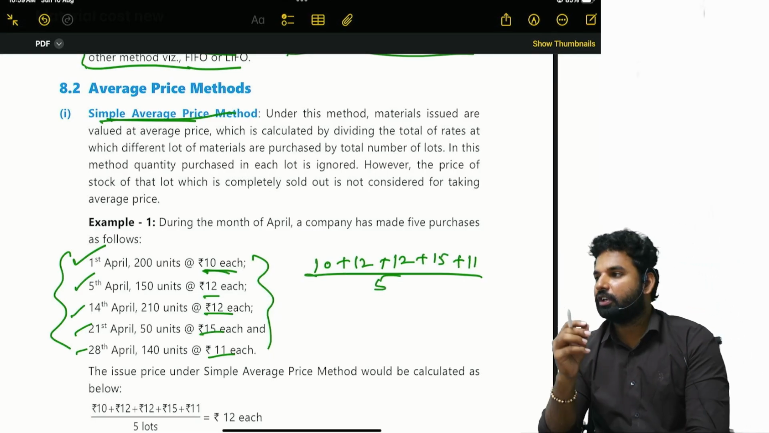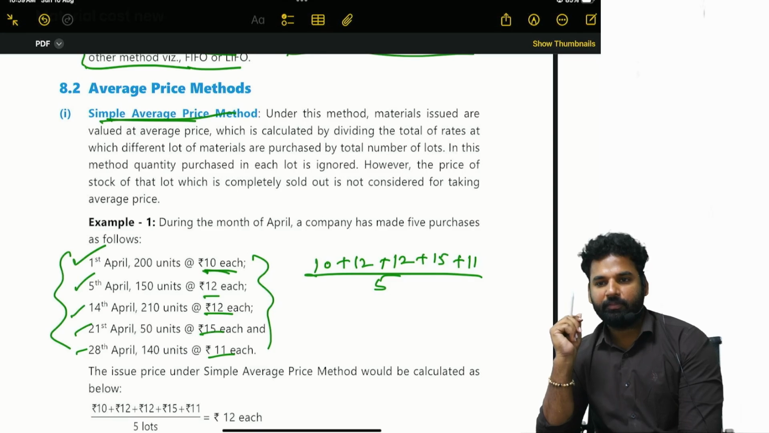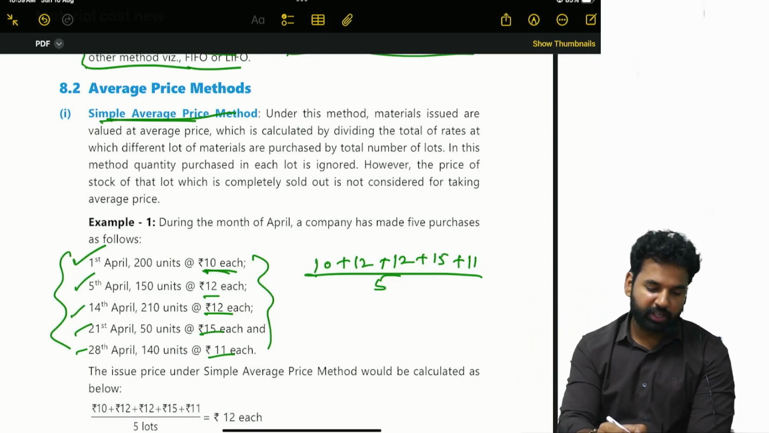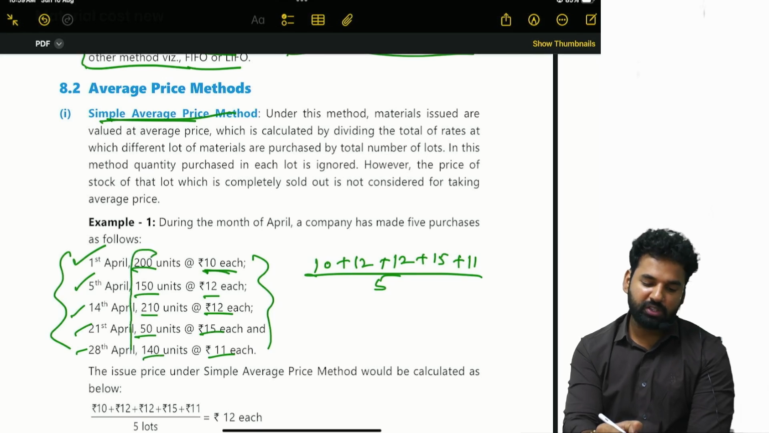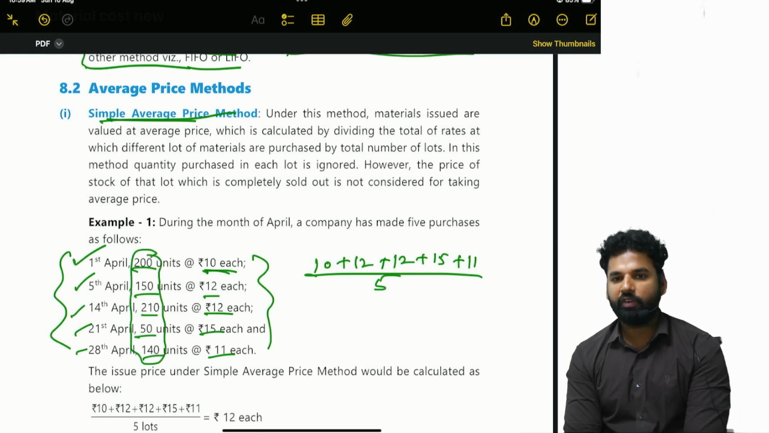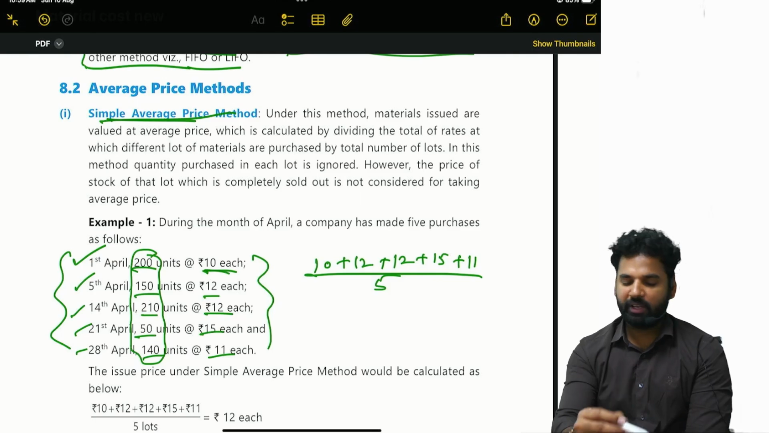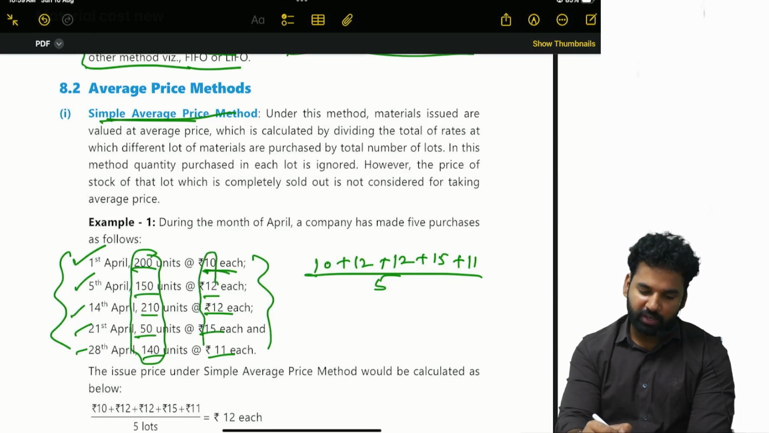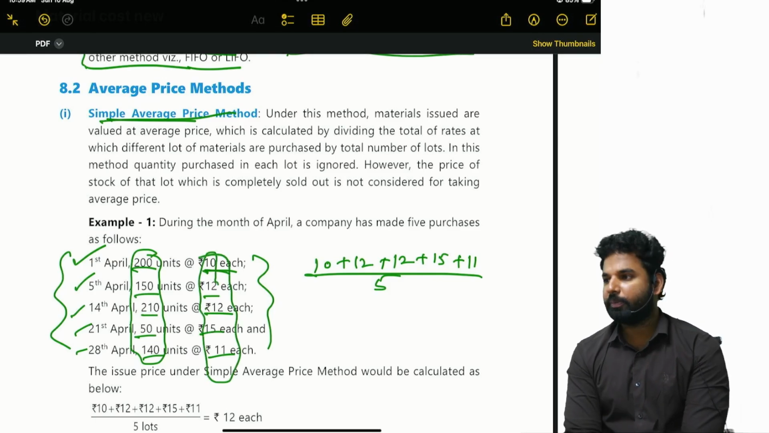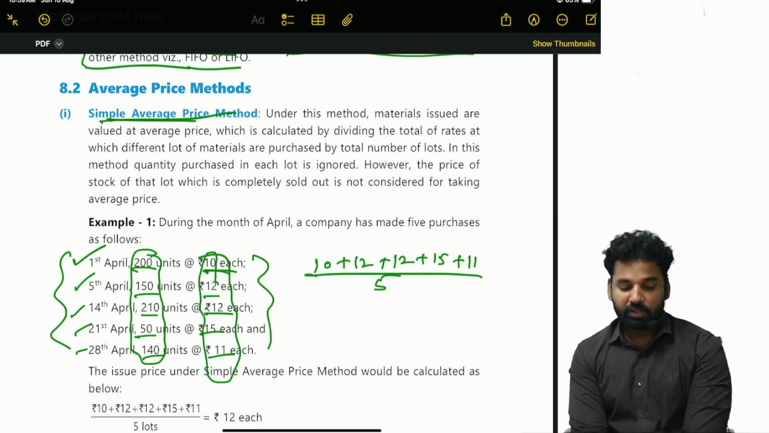So it will not consider the quantity. It will just consider the number of lots. That's all. See here, the quantities are 200, 150, 210, 50, 140, but this is not considered. Whatever quantity we are purchasing is not being considered. Just the unit price is being considered in this case. So in such cases, what will happen?